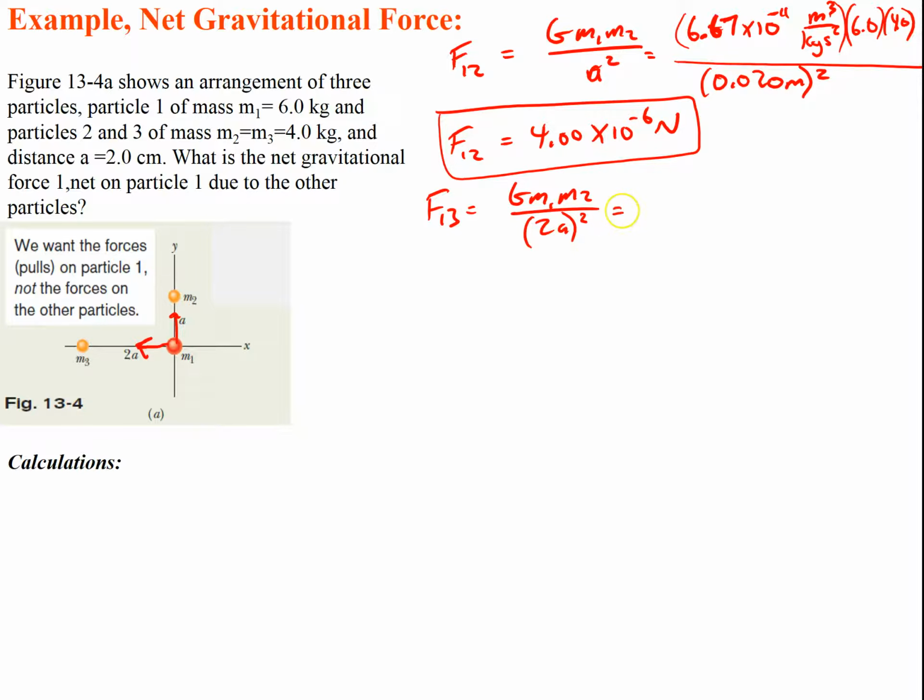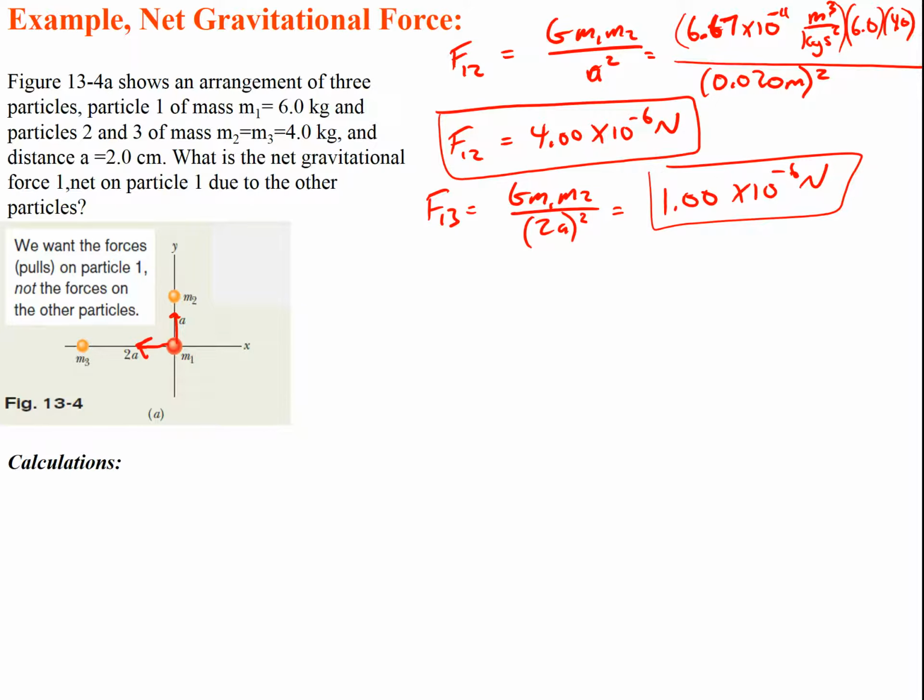All right, and then you're going to do the same thing. You're going to plug in these values, 6.67 times 10 to the negative 11. You're going to put in your two masses, which is m3 and m1, so that's again going to be 6 times 4. And then you're going to divide by 2 times, so it's going to be 0.04 squared. And then the value you get for that is 1.00 times 10 to the negative 6 newtons. Right, so we have our two forces.